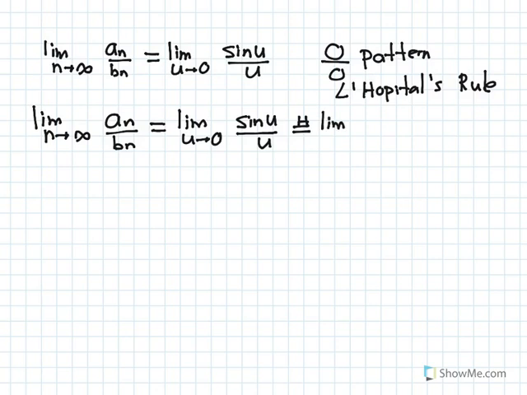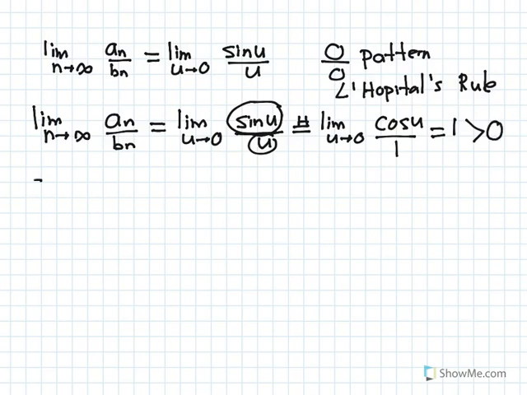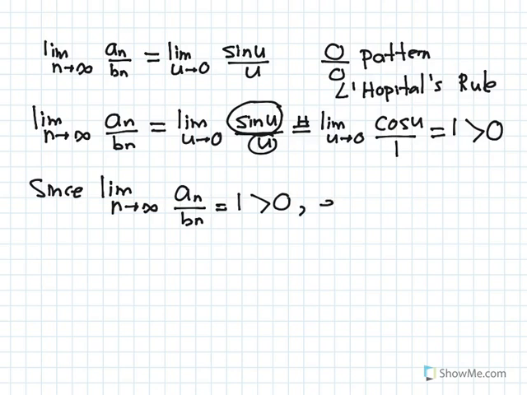So that's the limit as u approaches 0. What is the derivative of sine u? The derivative of sine u is cosine u. And the derivative of u is just 1. Now take the limit as u approaches 0. Cosine 0 is equal to 1. And this is a constant. 1 is a constant greater than 0. So we say since the limit as n approaches infinity of an divided by bn is equal to 1, larger than 0, this limit exists.